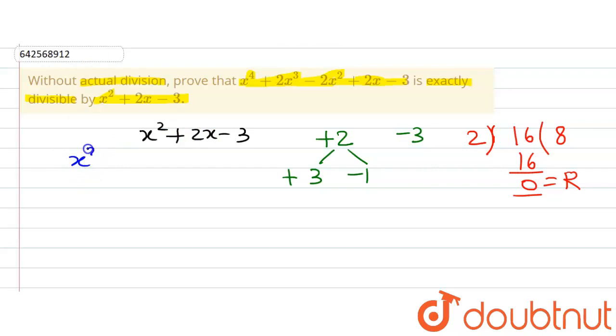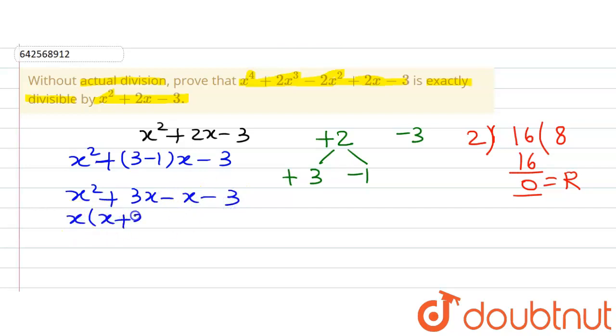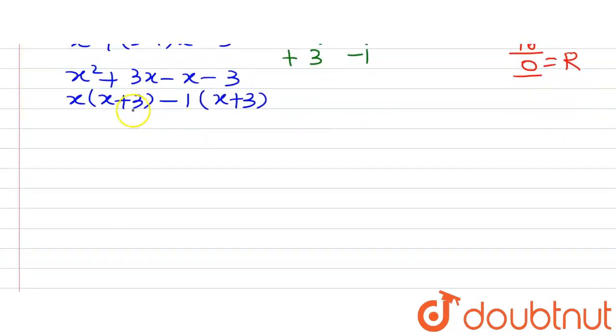So I am going to split the middle term in this manner. That is, I can write x square plus 2x minus 3 as x square plus 3 minus 1 x minus 3. On solving it further, we get x square plus 3x minus x minus 3. Taking x common, we have x plus 3 inside. Taking minus 1 common, we have x plus 3 inside. Now x plus 3 can be taken common, so we will have x plus 3 times x minus 1.